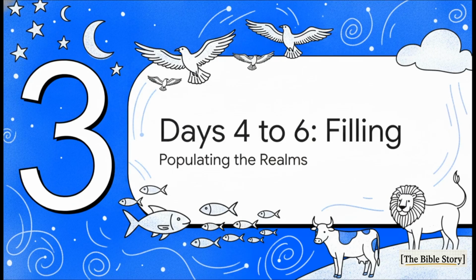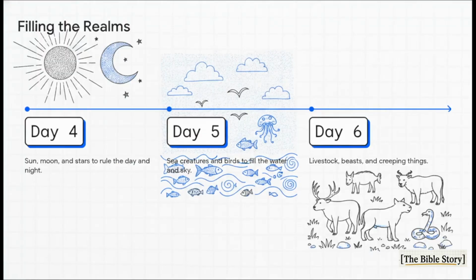Moving on to Section 3, days 4 to 6: filling, populating the realms. So what about the void problem? The stage is beautifully built, but the stage is totally empty. The realms have been formed, and now they need to be populated. The text immediately shifts its focus to giving these brand new domains their specific rulers and inhabitants. Day 4, God creates the sun, the moon, and the stars.